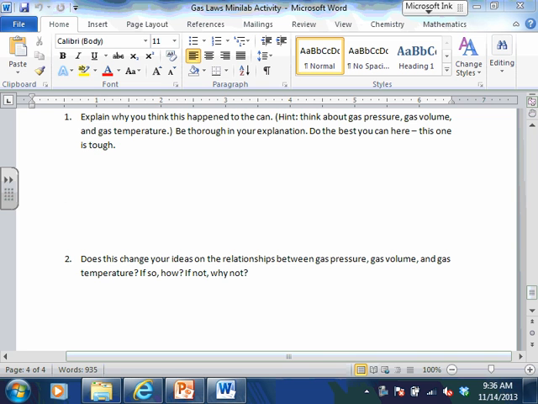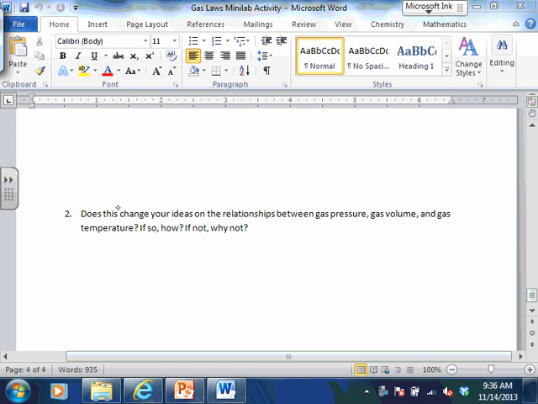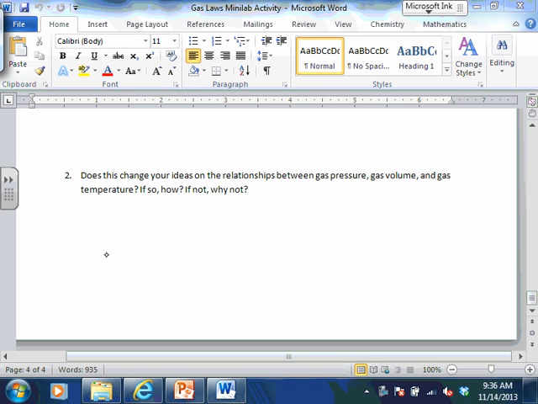So there's two things going on, and I meant to talk about this before we went over the combined gas law, but I was trying to get through the notes yesterday and still failed. But the question here: does this change your ideas on the relationship between gas pressure, gas volume, and gas temperature? My guess is no, because we've already talked about those things, right? But what is the relationship between temperature and pressure? We just talked about it. This is the important part. The relationship between temperature and pressure.